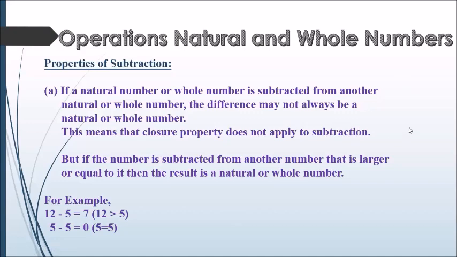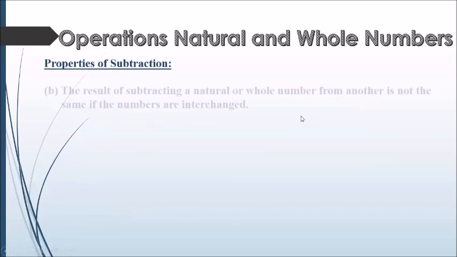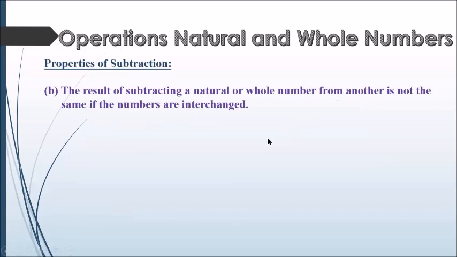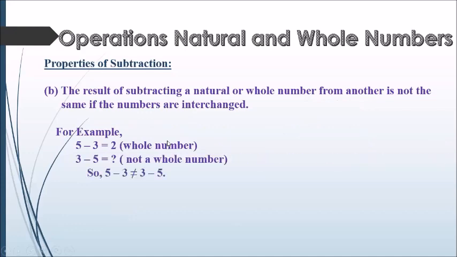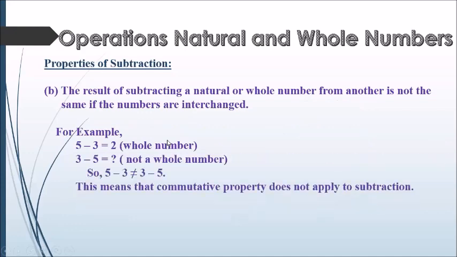Okay, class, moving on to the next property of subtraction. The second property of subtraction is very easy. This is the commutative property. In the commutative property, you change the position of numbers. So in subtraction, if you change the places of the numbers, for example, 5 and 3, I have taken 5 from left to right and 3 from right to left, so it becomes 3 minus 5.